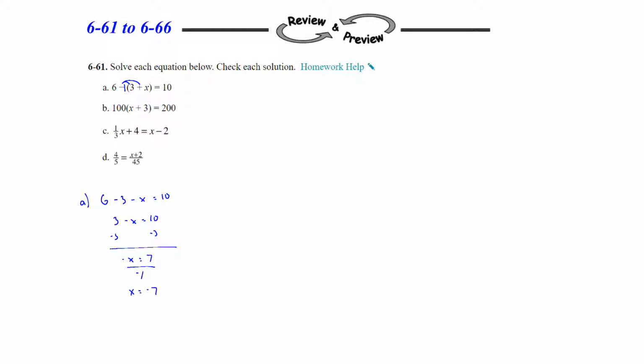Also remember that there's not one way to do this. There are other ways that you possibly could approach this problem. Maybe subtracting the 6 first, adding the x to the other side. So just remember that there are other ways of solving.